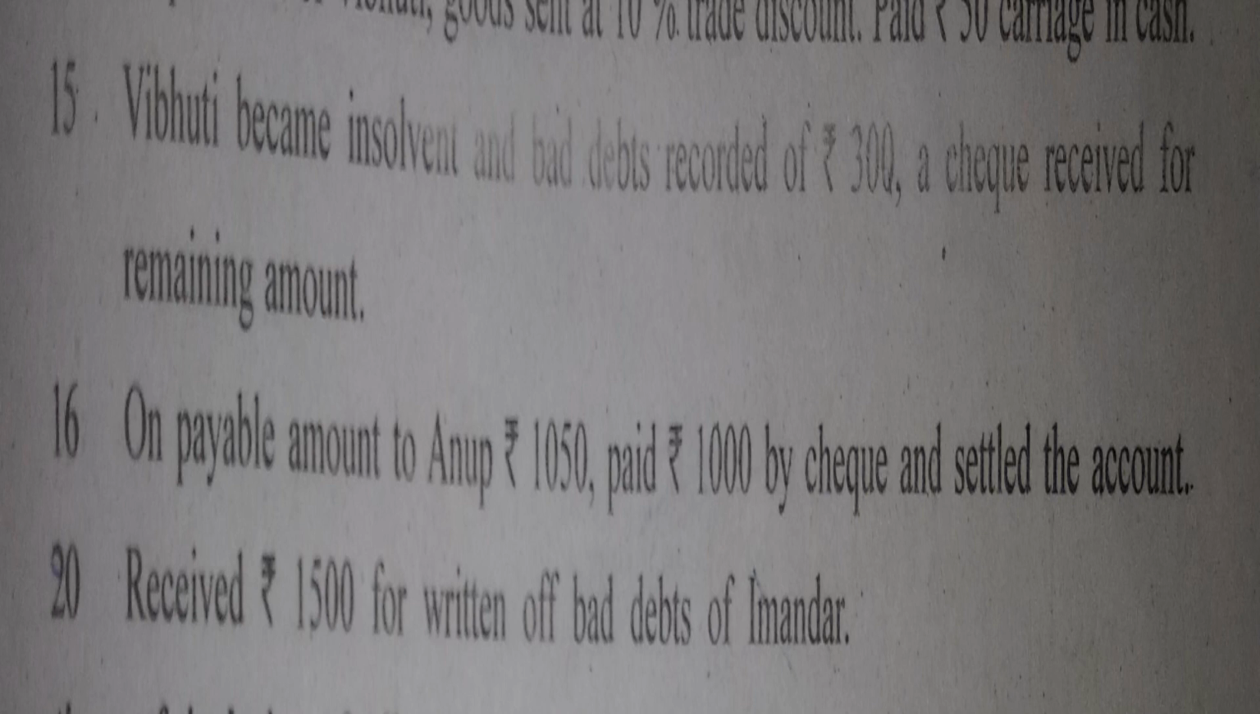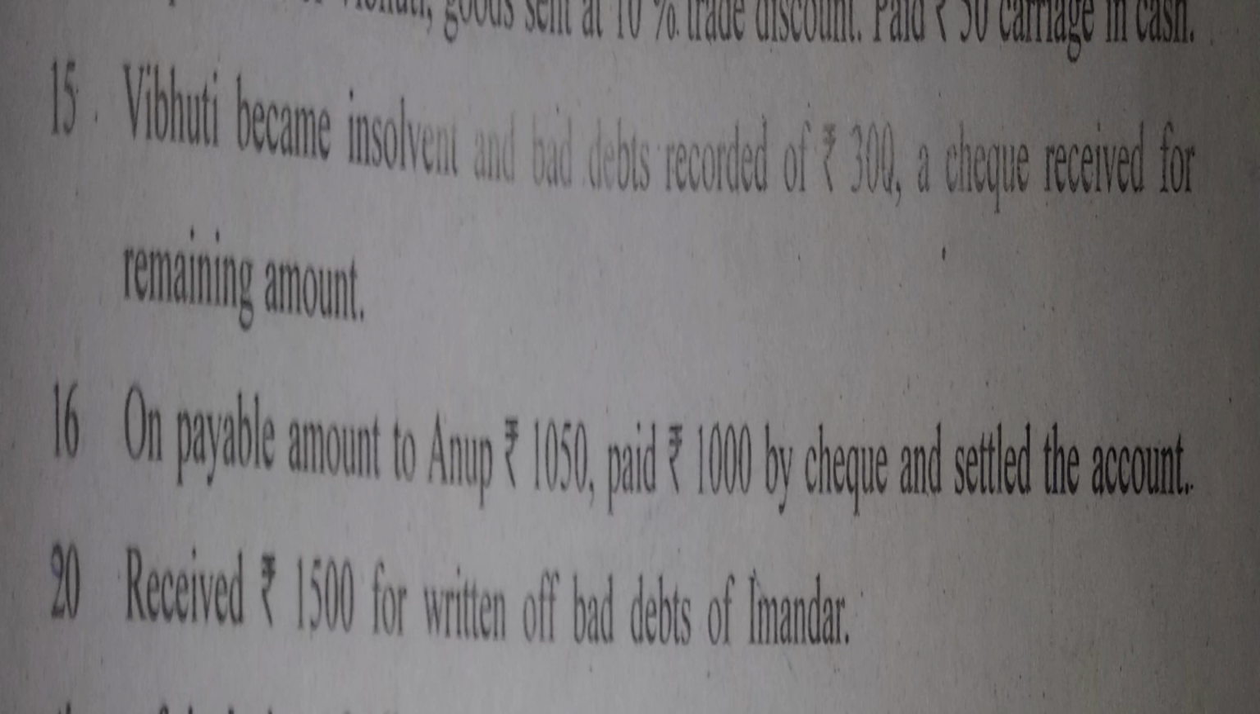Obviously, I was supposed to pay 1,050 and I have given a cheque of rupees 1,000 only. So 50 rupees is allowance from the side of Anup and this is my income, so it will be credited. Okay. So firstly, who is the receiver? Anup. Anup account debit 1050. To bank account, because we have given a cheque to Anup. So bank is the giver.